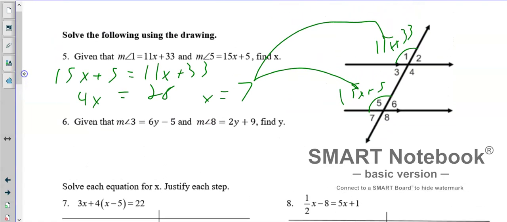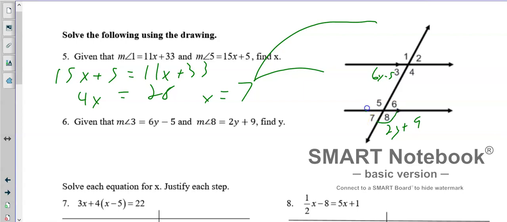Number 6. I'm going to erase this now. You can do the same thing in your paper. Number 6 is angle 3 is 6y minus 5. Angle 8 is 2y plus 9. That's a little bit tricky because there's no rule for that. One's inside, one's outside. They're alternating. But we know this and this are equal. So we can put the 2y plus 9 right here.